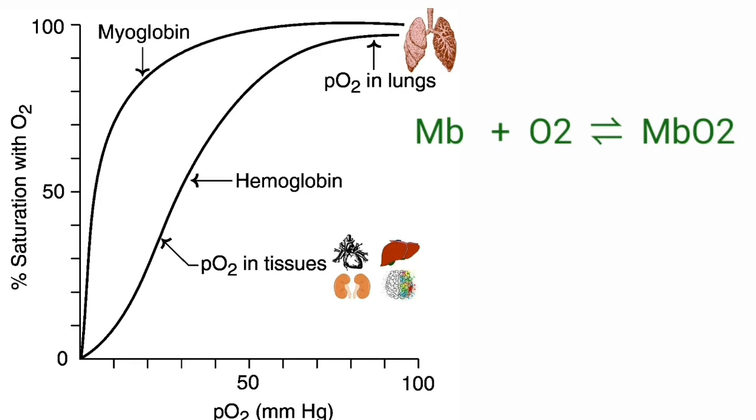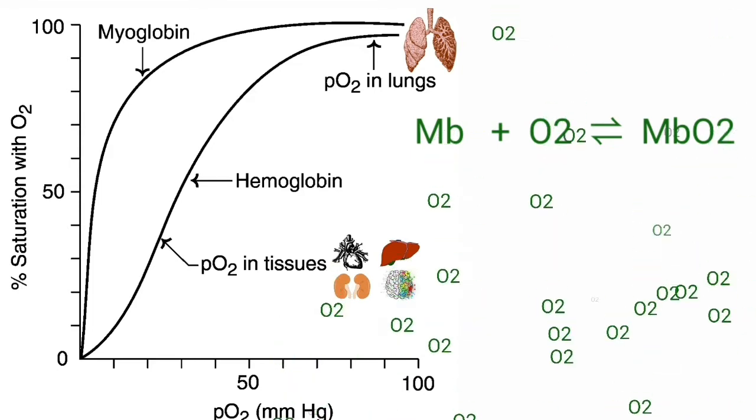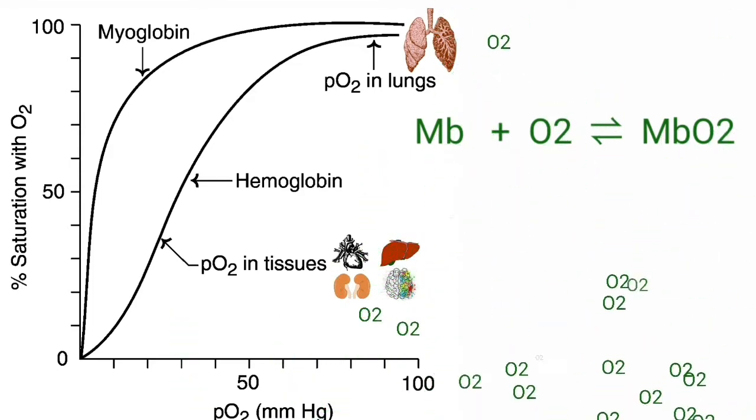Myoglobin is designed to bind oxygen and to store the oxygen. So it acts as a reservoir of oxygen. This myoglobin releases oxygen within the cells in response to oxygen demand.